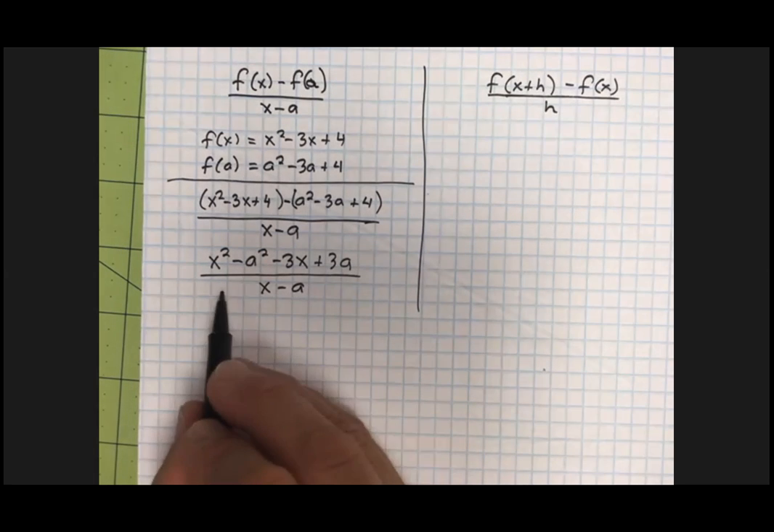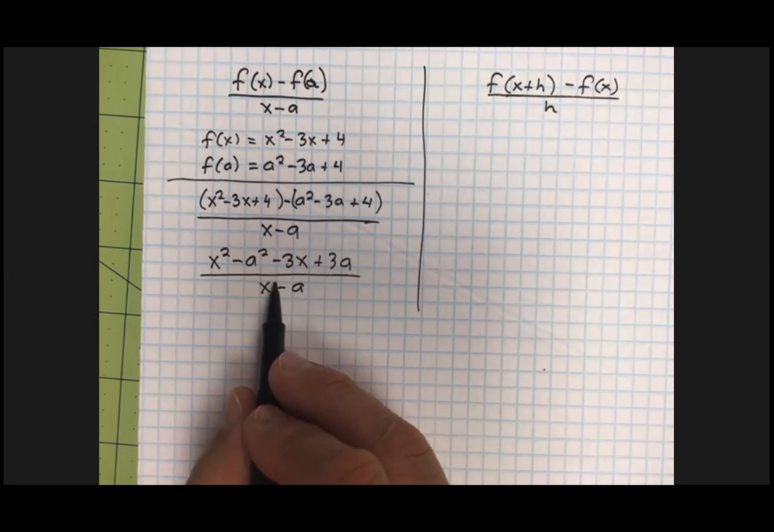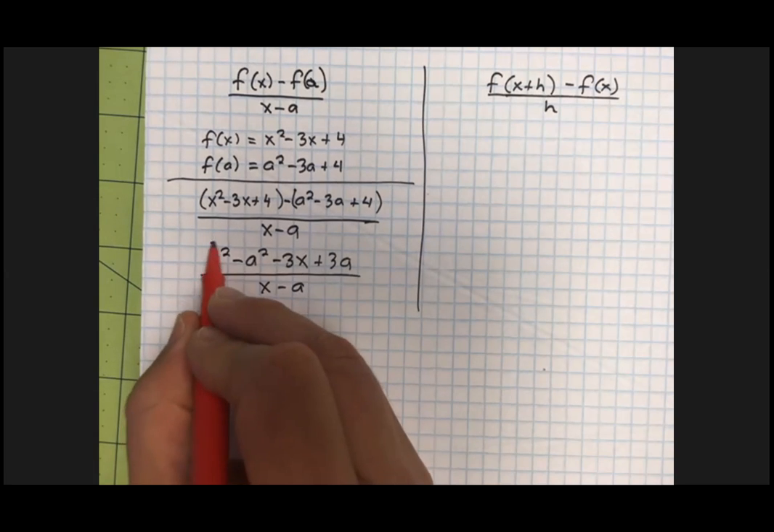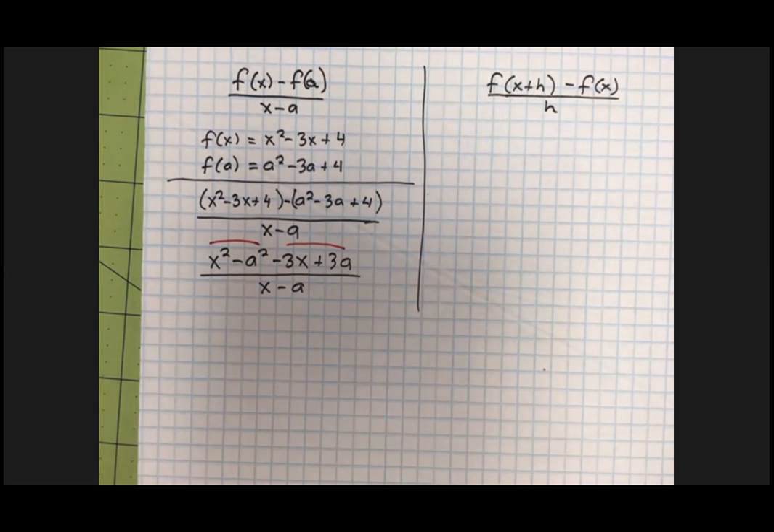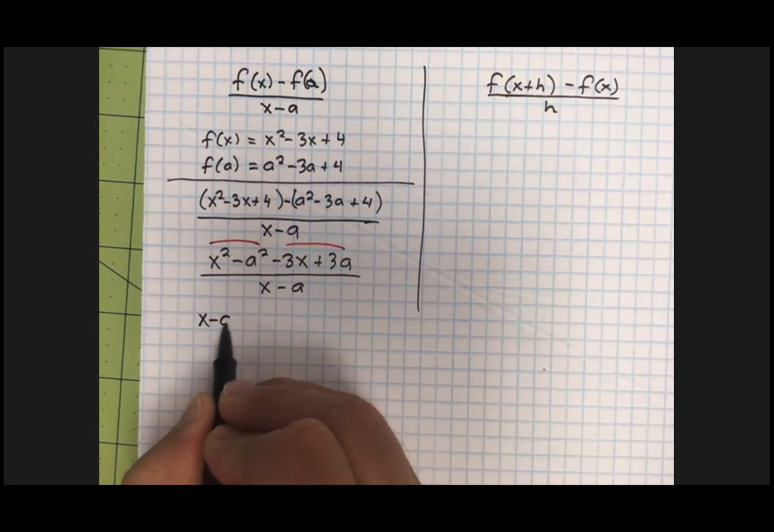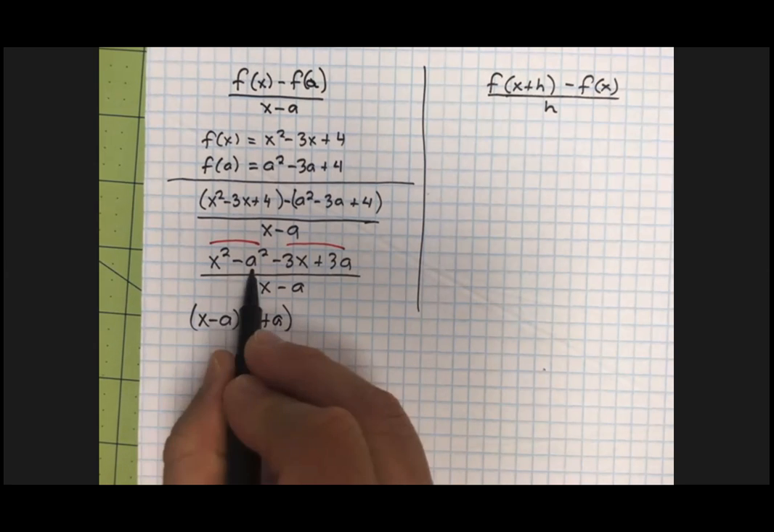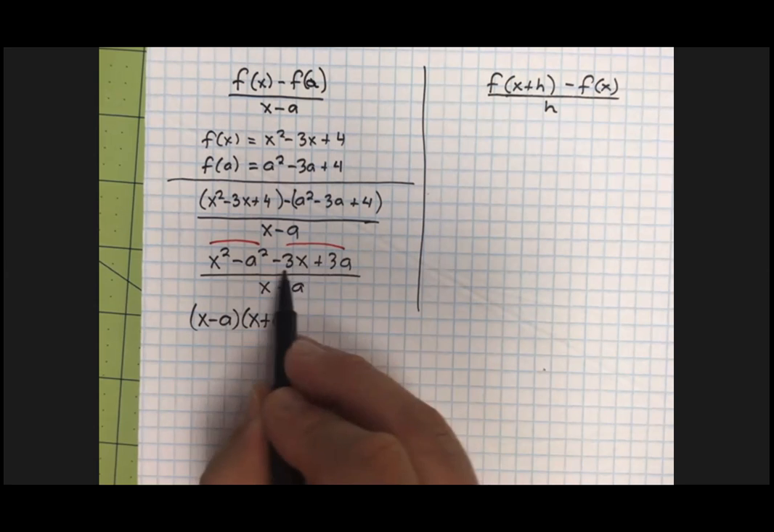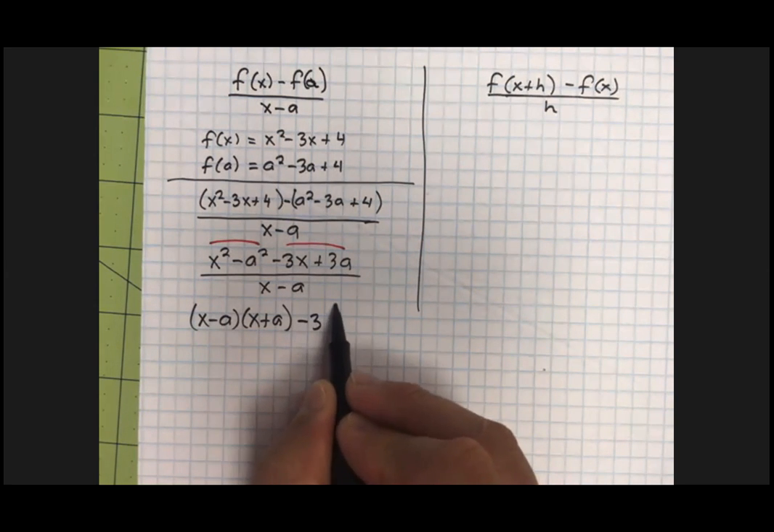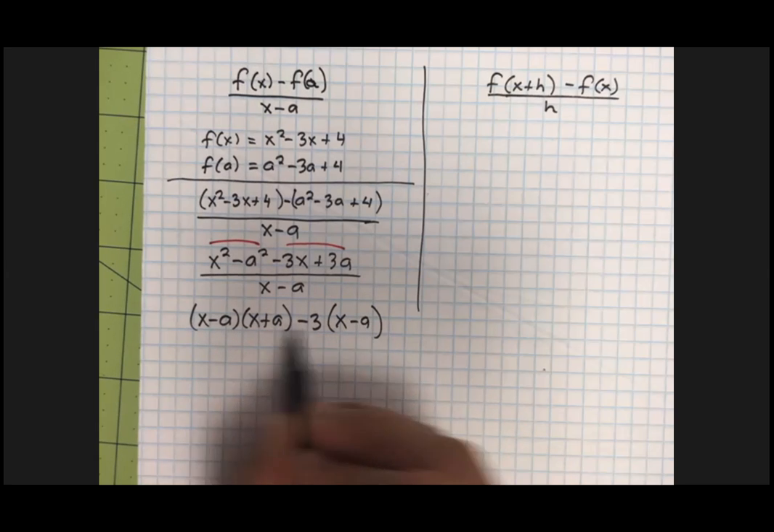Now it's got some similarities going on here, so you might be saying, oh, maybe I can factor. Well, how about grouping? First two, last two. The first two factor into x minus a, x plus a. That's the difference of two squares. The second two both have a negative 3, and if I remove a negative 3, I'm also left with x minus a.